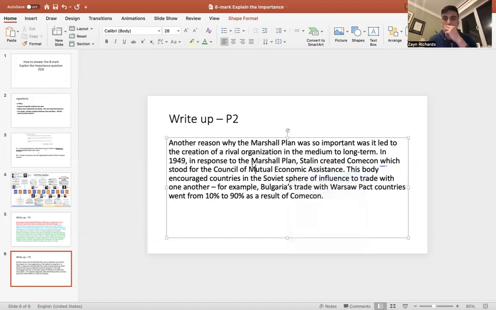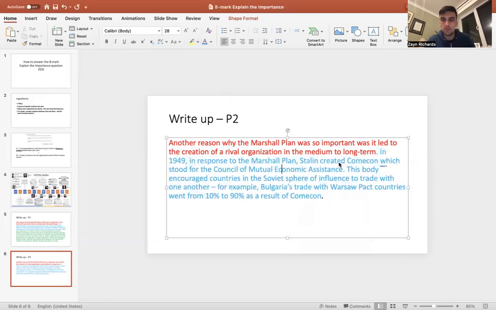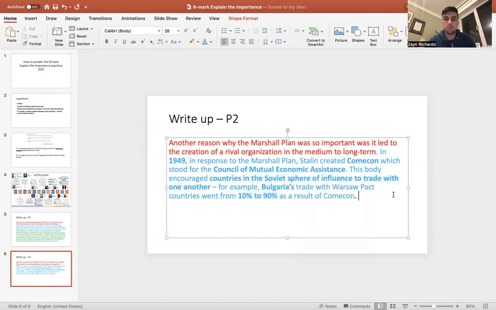So now I need to explain why that's important. First things first, I'm going to mark that in red. This is in blue. It's my evidence. Look at the number of specific pieces of evidence. We've got 1949, Comecon, the Council of Mutual Economic Assistance. We've got countries trading with one another, Bulgaria, 10 to 90%. That's the level of detail and specificity you want, guys.